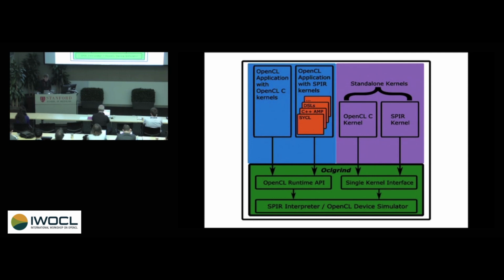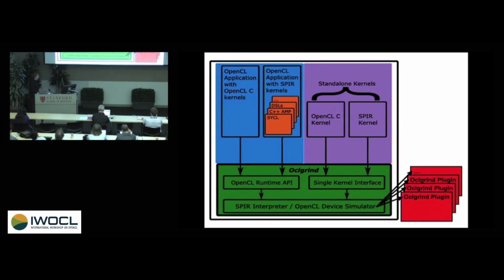So where does the plugin interface come into play? It's pretty straightforward. The OpenCL device simulator can provide information to one or more, any number of plugins that wish to see what's going on. The plugins just sit outside of Oclgrind. They're entirely separate. That means you should be able to develop most of your tools without having to modify the core source of Oclgrind. That's really what we're aiming for, to make it easier to do this sort of thing.